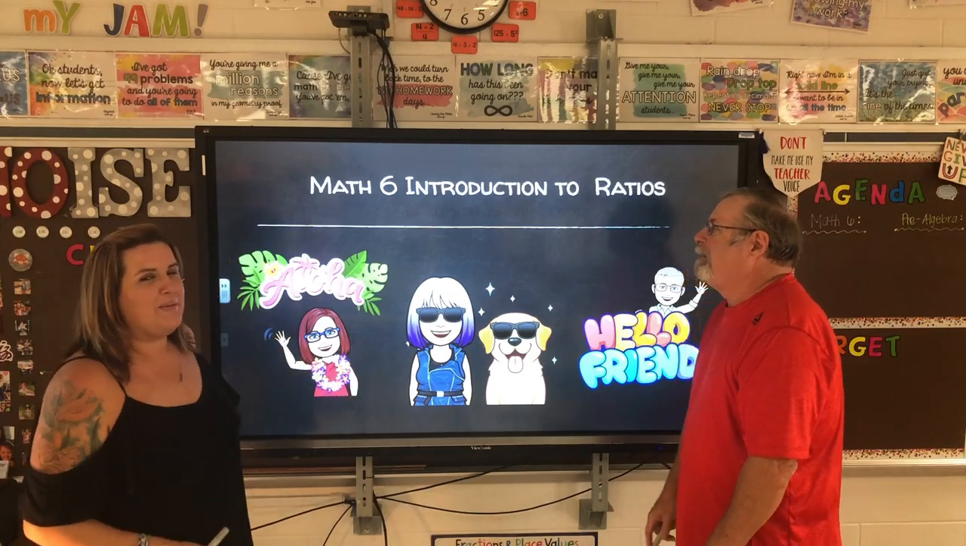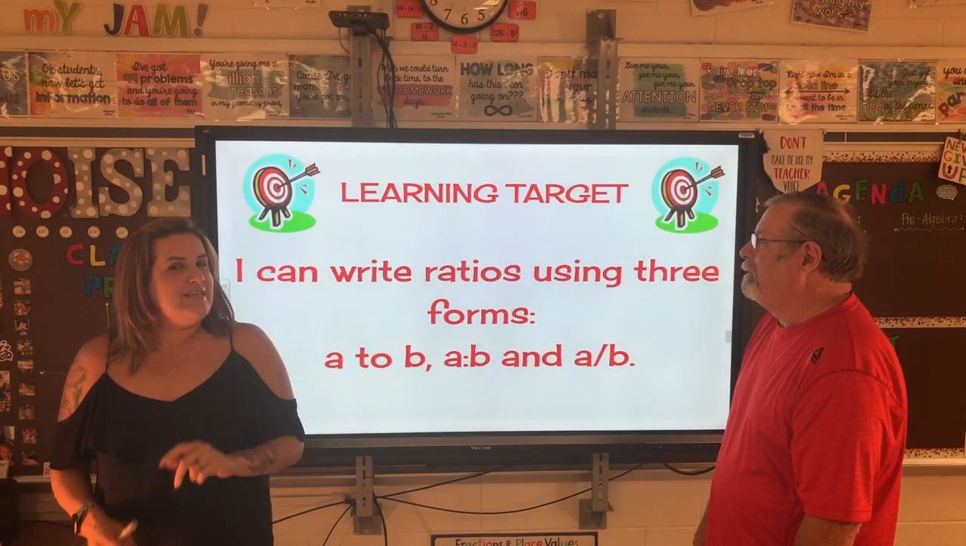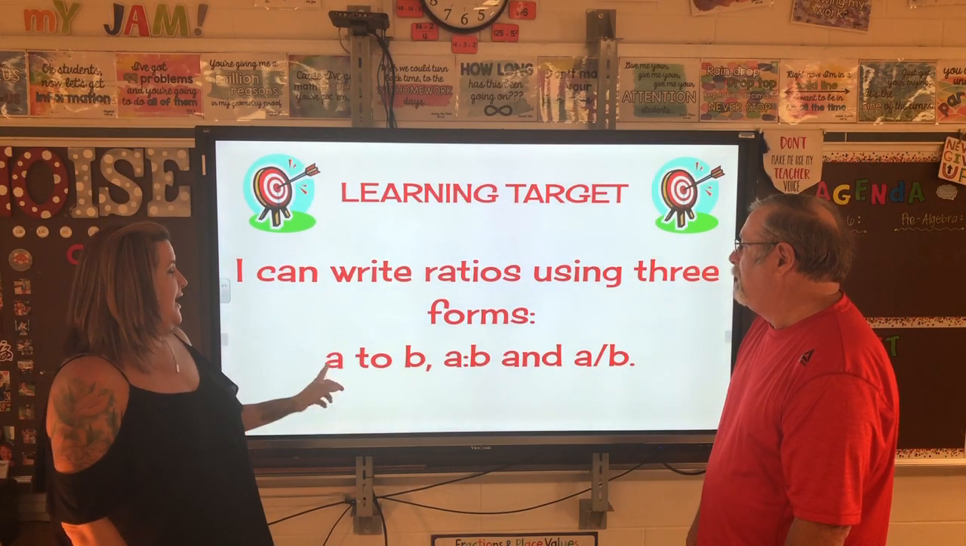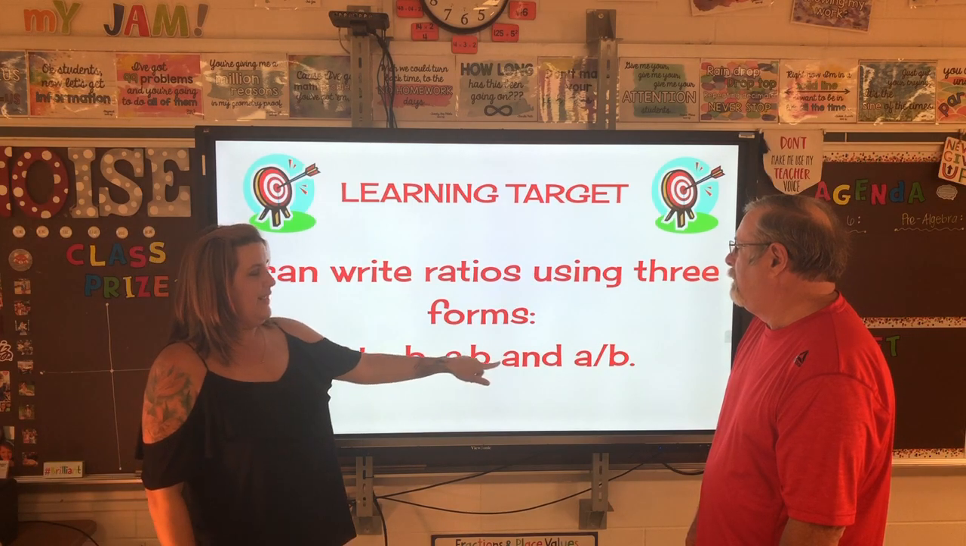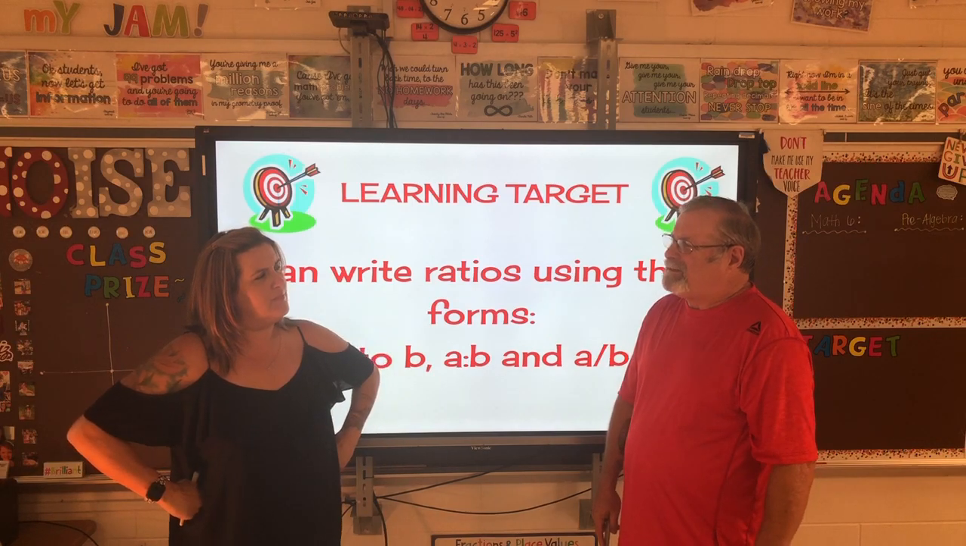And today we're going to be talking about ratios, a new vocabulary word. Your I can statement is that I can write ratios using three forms: A to B, A colon B, and A over B. Hey, before we get into the different forms, what's a ratio?